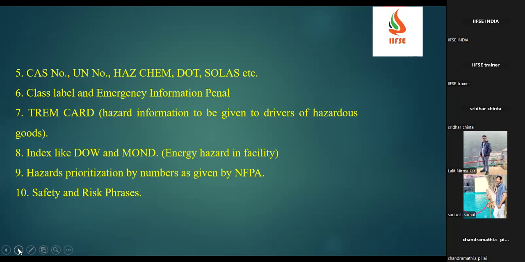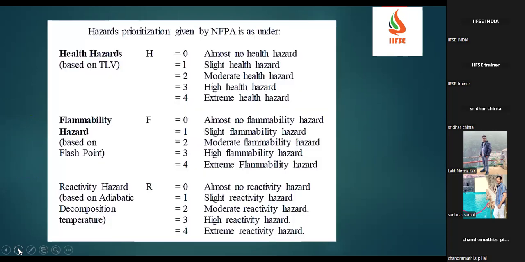Then there are indices like the Dow Zone Index, which is for emergency hazard facility, and hazard gradation by number given by NFPA, the National Fire Protection Association. They are also given numbers with color coding of the chemicals, which is red, blue, yellow, and white. Then other safety and risk phrases. Phrases means the communication of the risk.